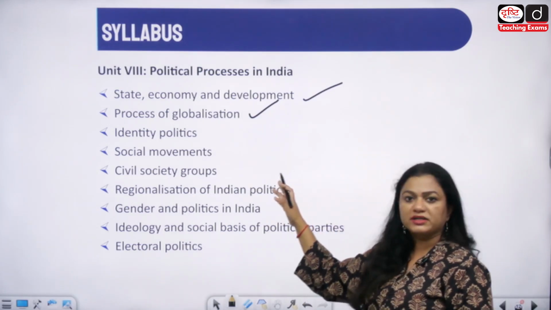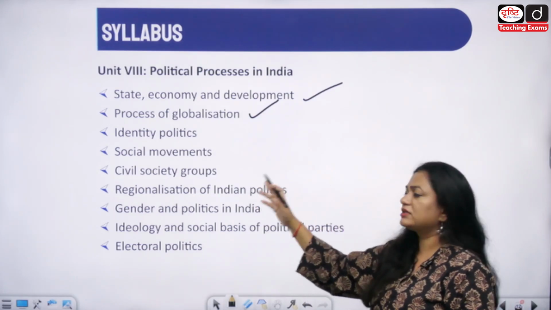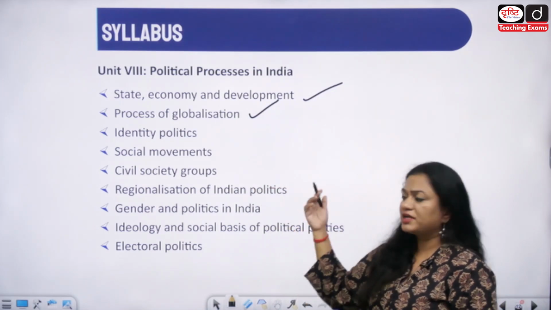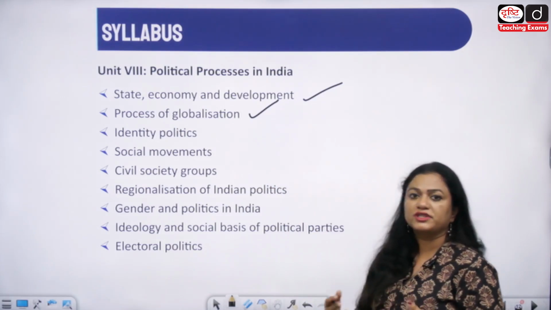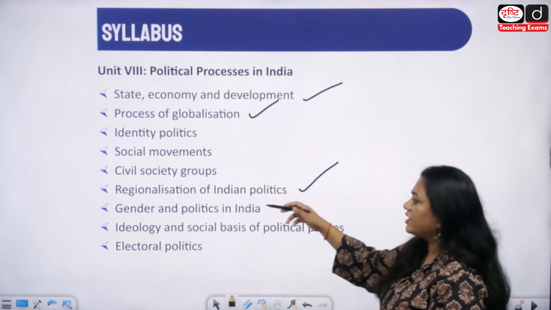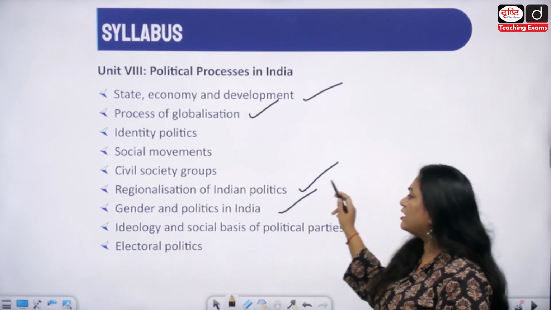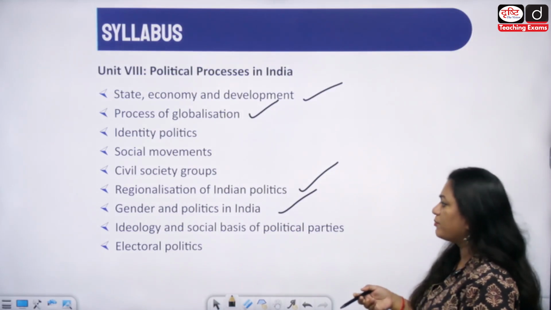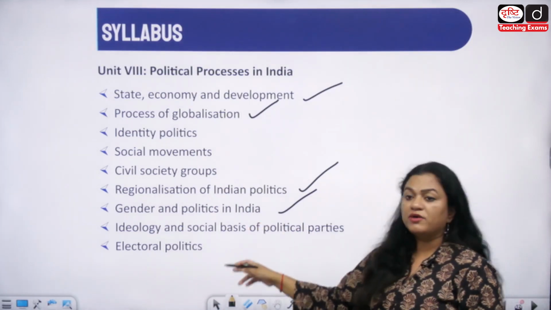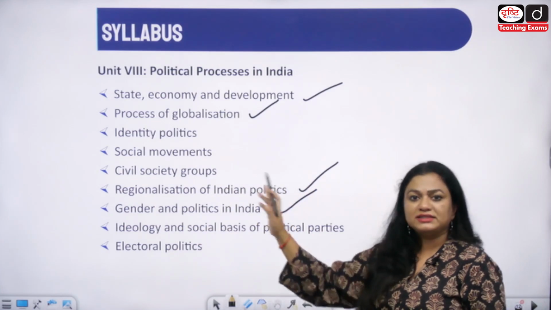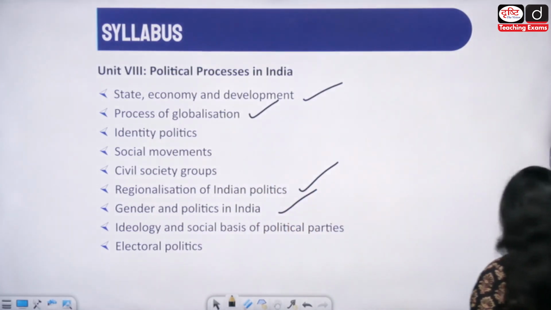Social movements, again, we have so many social movements in the country. Civil society groups, their impact on Indian politics, and how civil society groups are functioning in India. Then regionalization of Indian politics, gender and politics in India, ideology and social basis of political parties, then electoral politics. So you can see here, some of the sections we have already dealt with in the previous unit, so there is a connection.